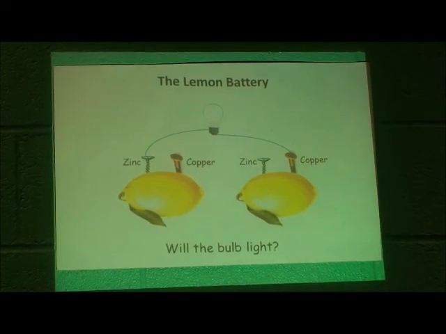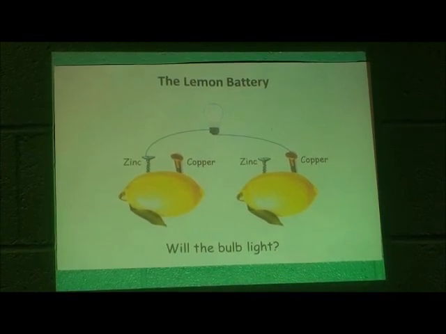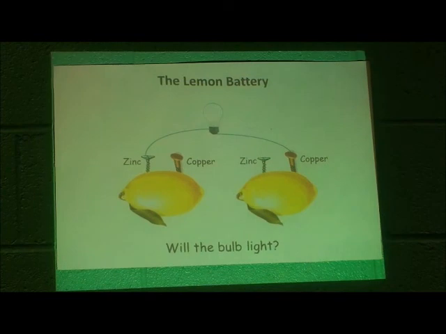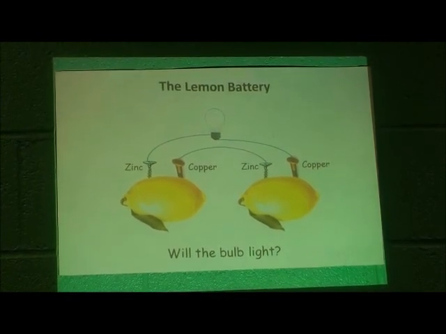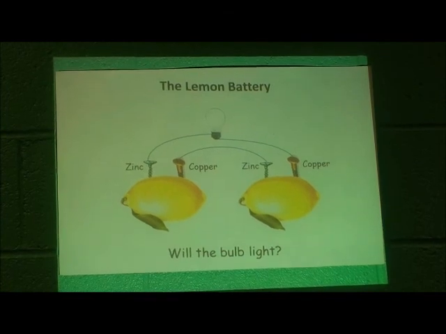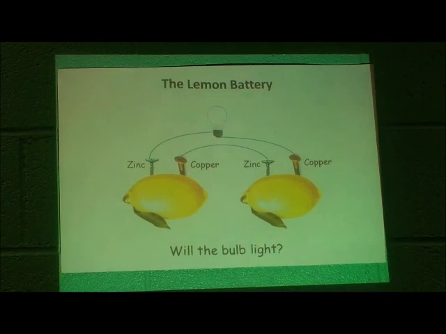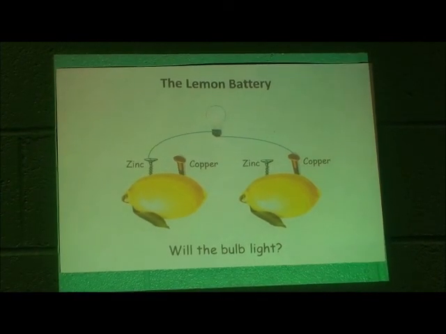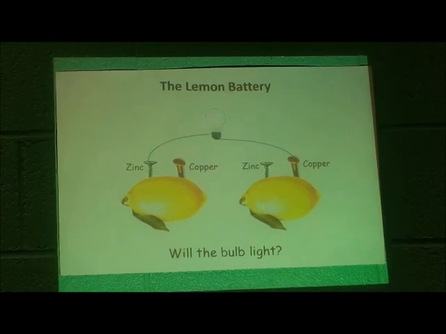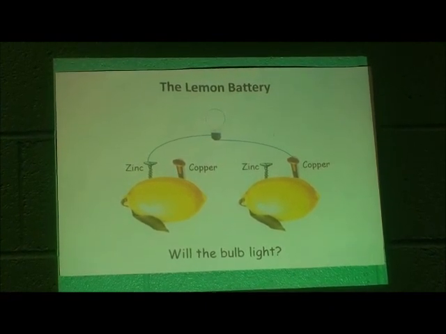And we ask them, will the bulb light? A lot of them will immediately say yes, forgetting the fact that there's not a circuit here. So then we connect the 2 batteries together. This may or may not light, depending on various circumstances. Before you connect them together, you can put a voltmeter across here and show the students that you've got somewhere around 1.5 or 2 volts, which should be enough to light a bulb.